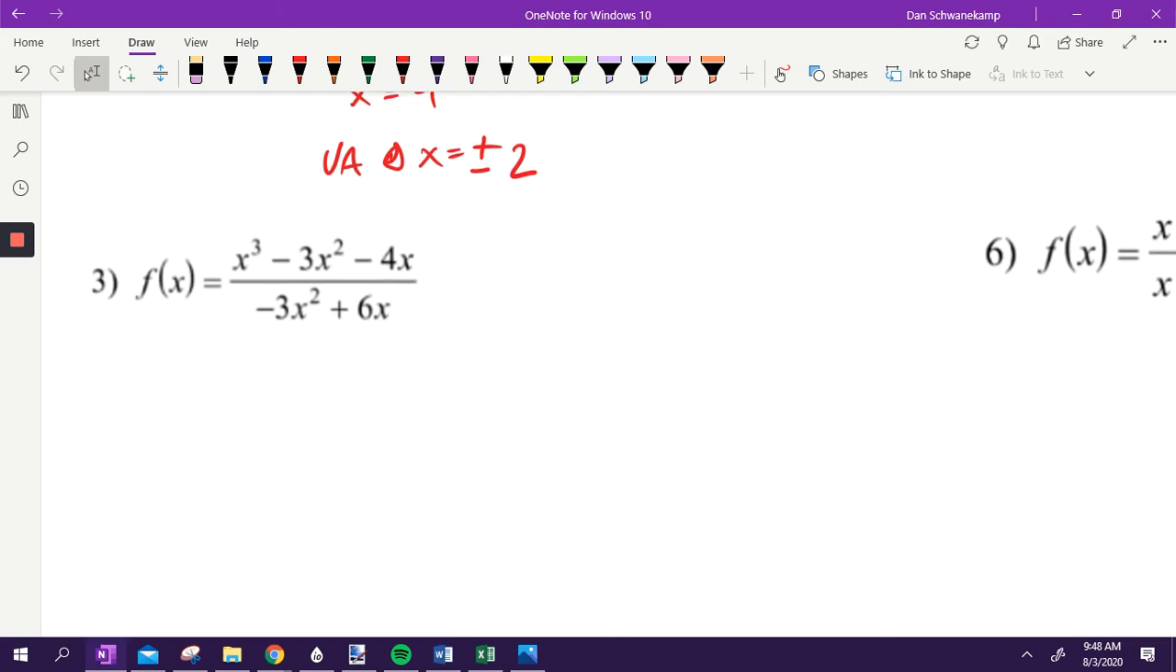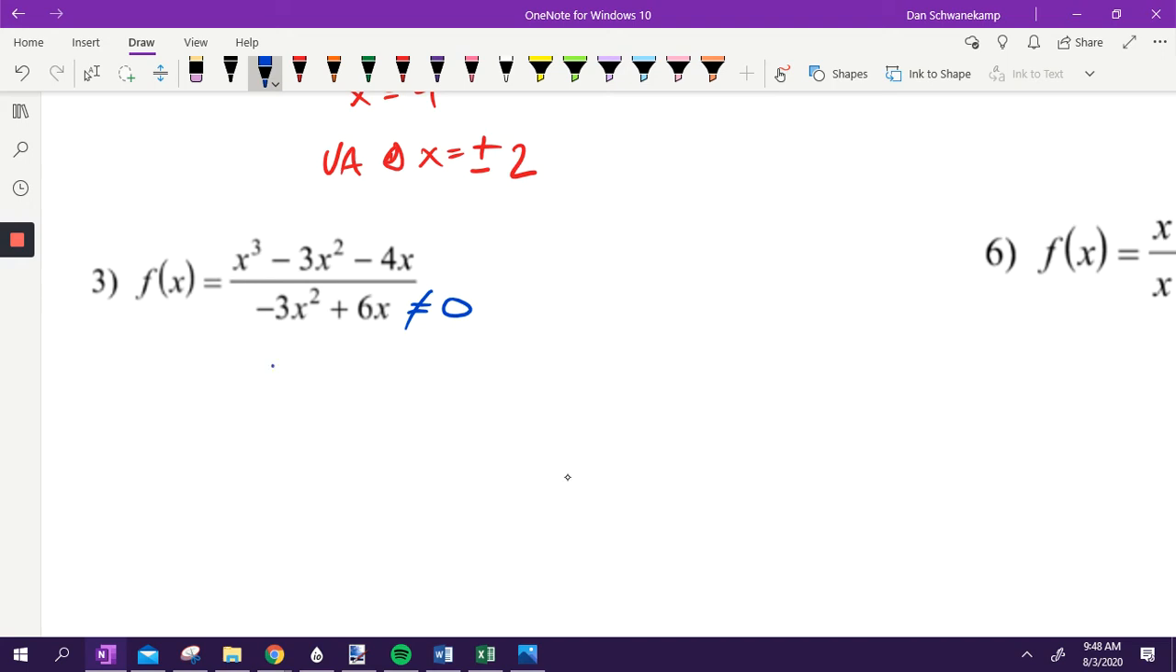Let's look at number 3. Set the bottom equal to 0. That's how I'm going to find vertical asymptotes. I need to factor here on bottom because it's an x squared. Okay, I can factor that. What do you notice about both things on bottom?